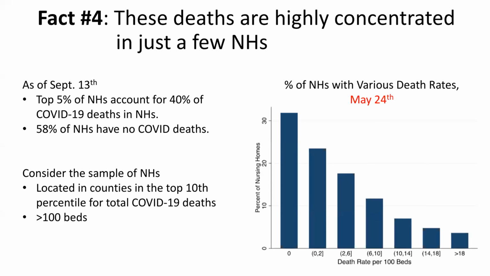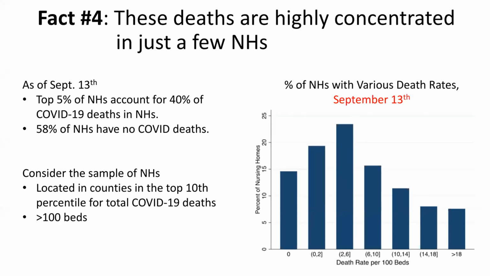If we look at May 24th, you can see that still over 30% of nursing homes in these really high risk areas have avoided having a single death. If we fast forward to September 13th, we still have about 15% of nursing homes that haven't had a death. And if we add these two bars, we've got about 35% of nursing homes whose death rate is less than 2 per 100 beds. These two figures really motivated the project for Bill and me, because we're looking at this thinking, there are some nursing homes that figured it out. They're in really dangerous areas and somehow they're preventing their residents from dying.